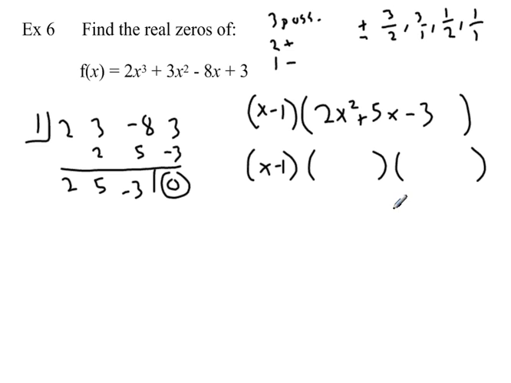Instead, I like to break this down by thinking what times what would give you 2x squared? It's got to be 2x times 1x. What times what is minus 3? Well, that's got to be plus 3 or minus 1 or minus 3 plus 1. So let's just try one of those. I'm going to try minus 1 and plus 3.